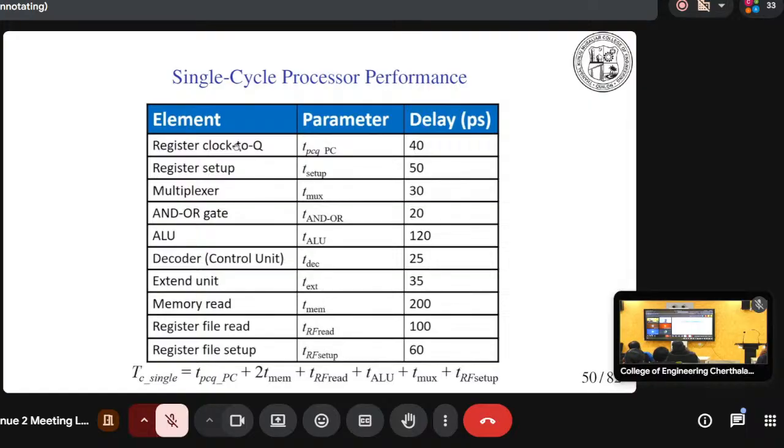And if this is my complete data path and this is my single cycle, I have the delays. Memory delay time is 200, which is the longest time. And register file read, I have here 100. ALU is 120 max, this will be very much less, it is 30. And register file setup is also very small.